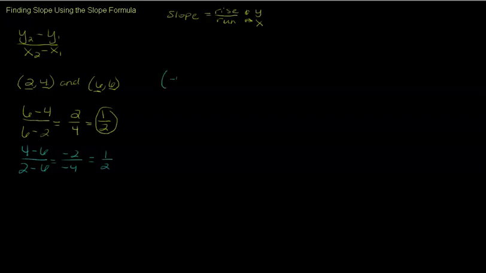(-4, 4) and (4, -2). So y is going on top, y minus y. This time let's just do the first one: first y minus the second y, so minus a negative. And then we have the first x minus the second x.